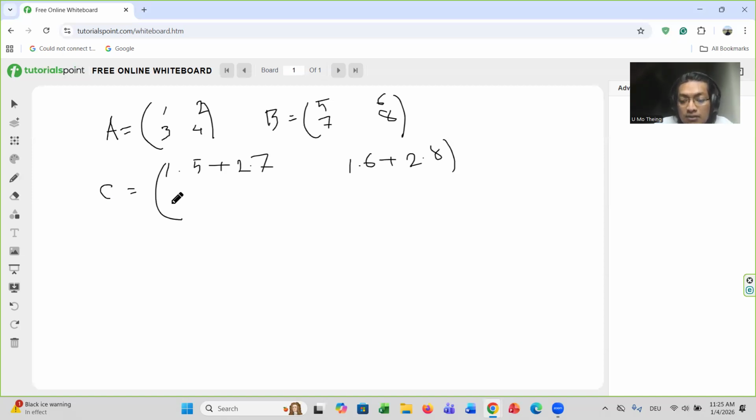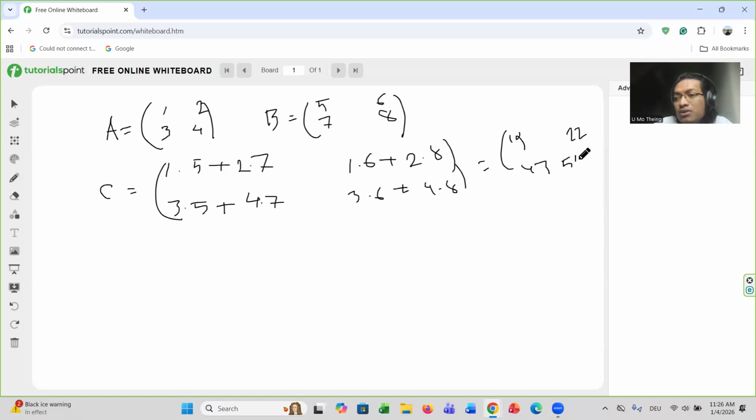And finally, for the other row, it will be 3 times 5 plus 4 times 7, and here it is 3 times 6, 4 times 8. So basically what we get is the result 19, 22, and here is 43 and 50.